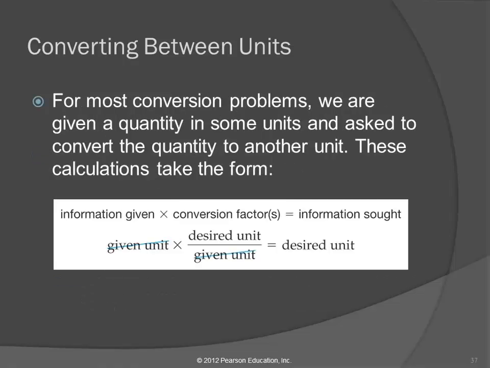So usually what happens in a unit conversion problem is they give us a quantity with a unit and they ask us, well, what would that quantity be in some other unit? Here's a piece of wood and it's 5 meters long. How many centimeters is that? That sort of problem. So the general pattern for these is this. There's information given and there's information sought.